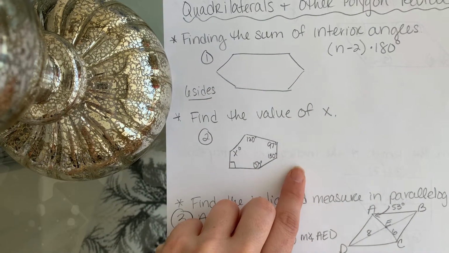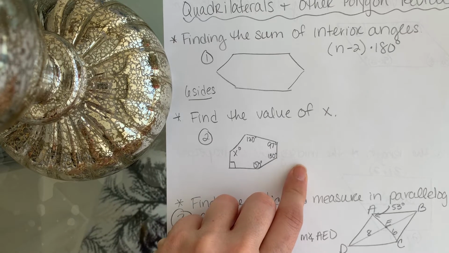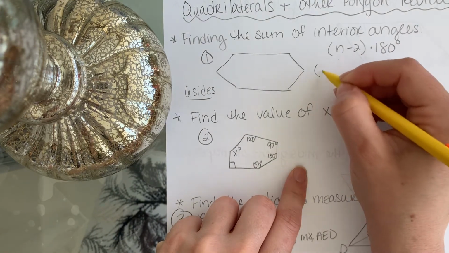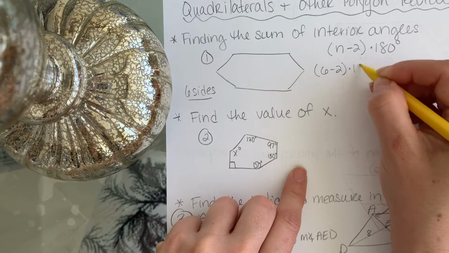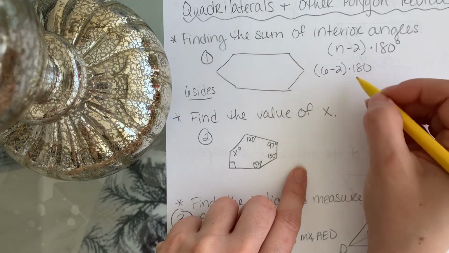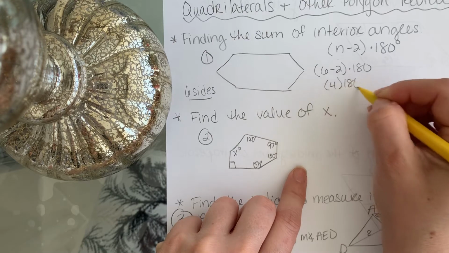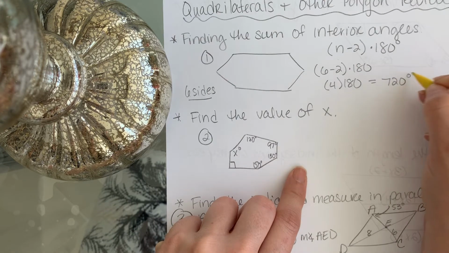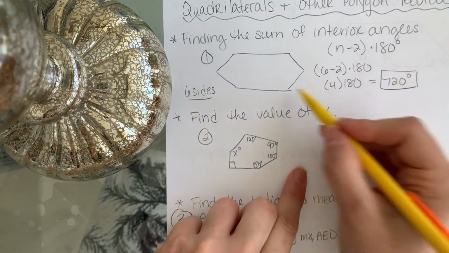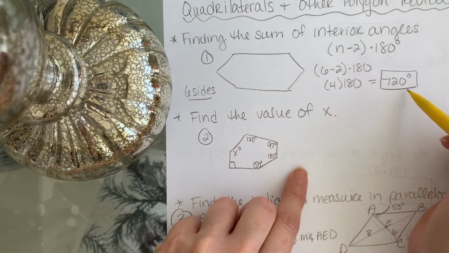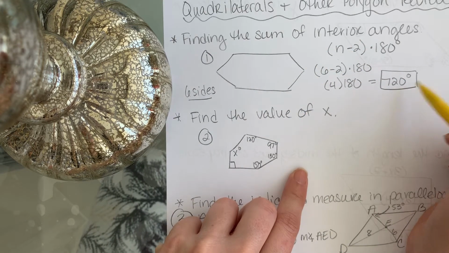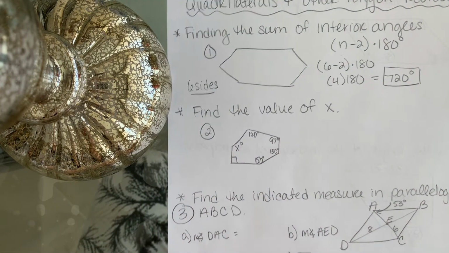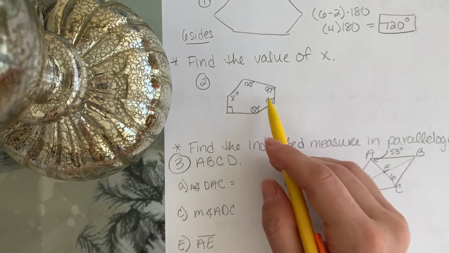Sum means the addition of all the angles in the interior of the polygon. So 6 is going to be substituted in for n. So you have 6 minus 2 times 180. Well, what is 6 minus 2? 4 times 180. How much is 4 times 180? 720 degrees. So for a 6-sided figure, a 6-sided polygon, the sum of the interior angles is 720 degrees.